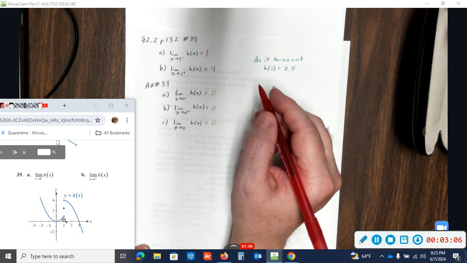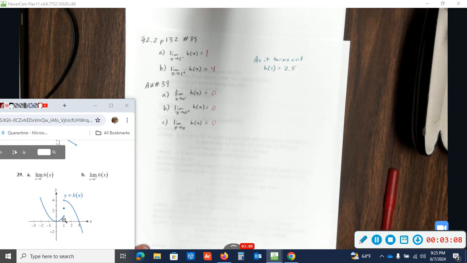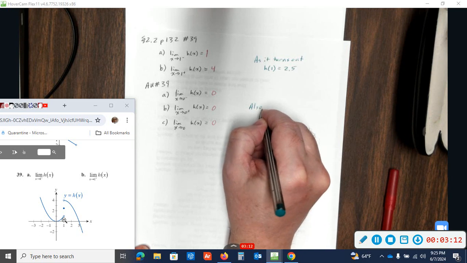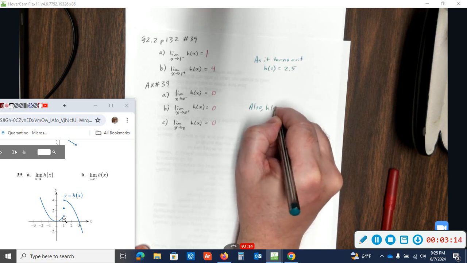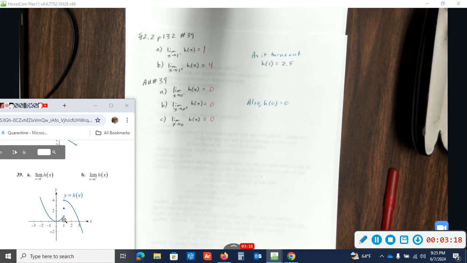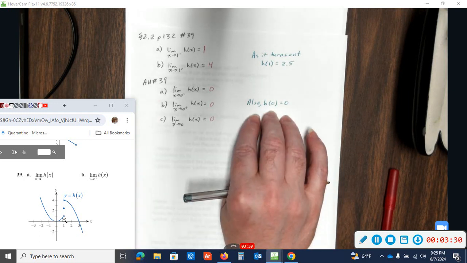And as it happens, the function value happens to be the same as what the limit is. That's a cool, handy property that we'll study later. But for right now, the limit doesn't care. This is just a lucky accident.